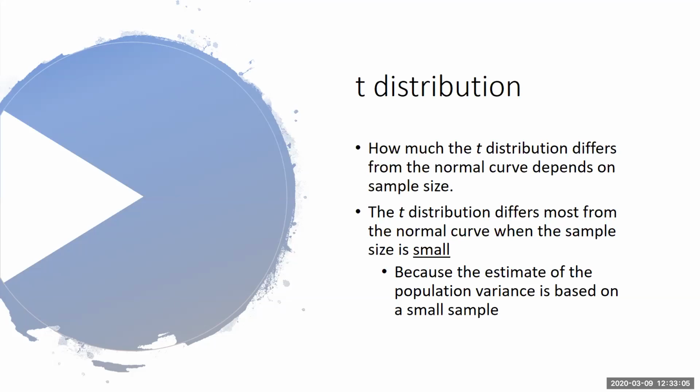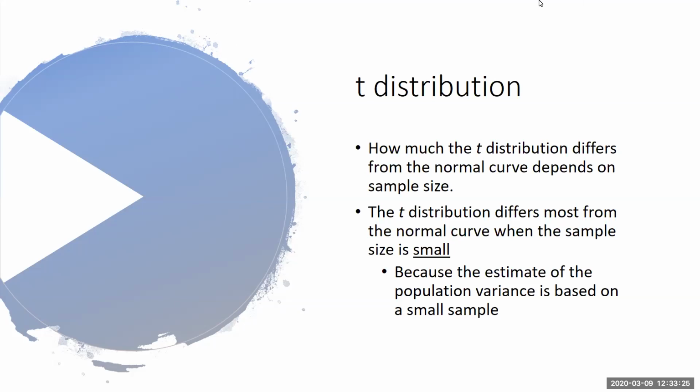So how do they differ, the T and the Z? How much the T distribution differs from the normal Z distribution depends on the sample size. The T distribution differs from that normal curve when the sample size is small, because the estimate of the population variance is based on a small sample.